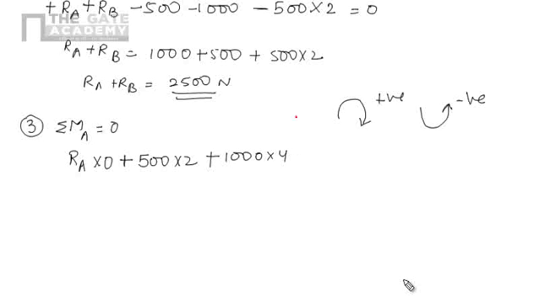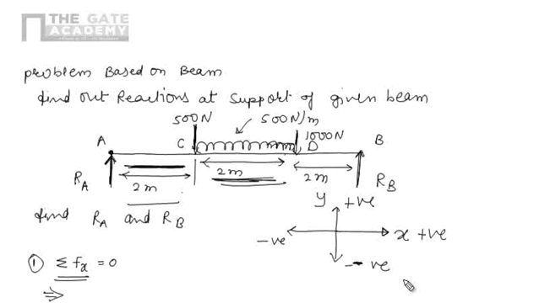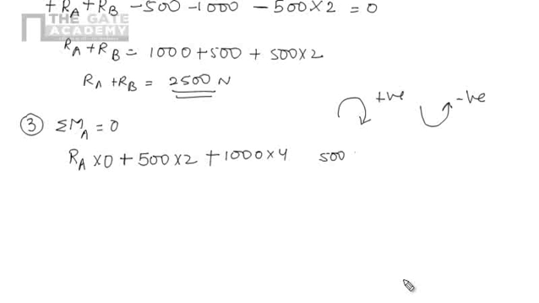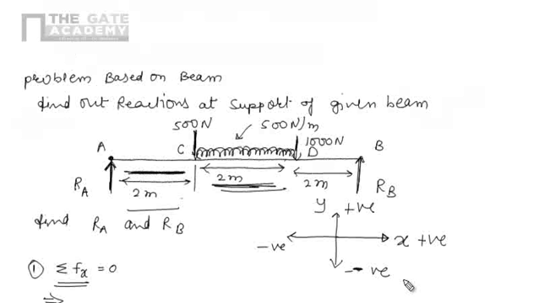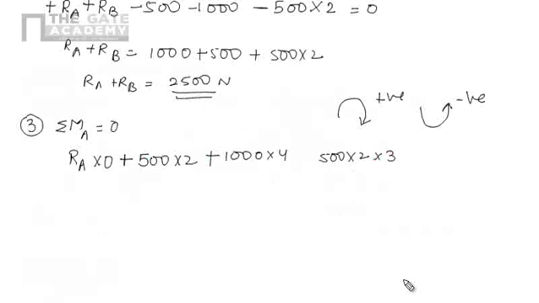Similarly, for this uniformly distributed load, we have a total loading of 500 into 2, and it will act at the center of gravity, which is acting here. The distance from C for this CG will be 1 meter. So total distance from A is 1 plus this 2, that is 3. So it will be 3, and again the moment is in clockwise direction, so positive, equals to 0.